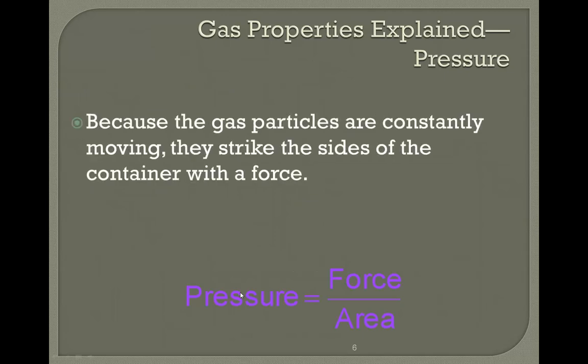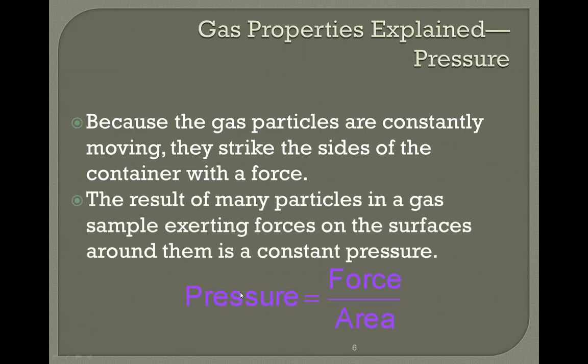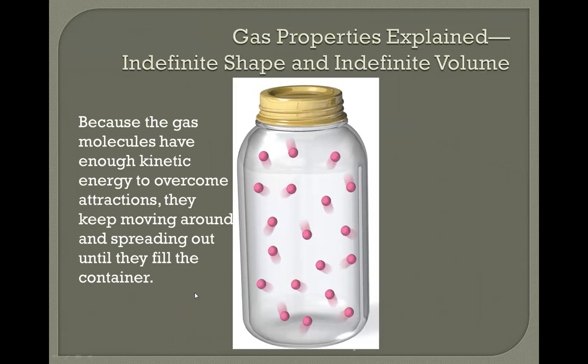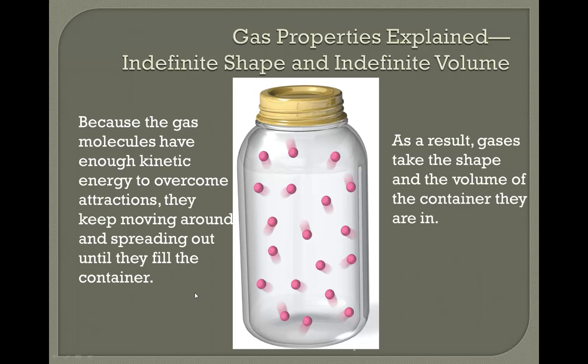Because the gas particles are constantly moving, they strike the sides of the container with a force. The result of many particles in a gas sample exerting forces on the surfaces around them is a constant pressure, and we've learned this in previous sections. Because the gas molecules have enough kinetic energy to overcome attractions, they keep moving around, spreading out until they fill the entire container. As a result, gases take the shape and the volume of the container they are in.